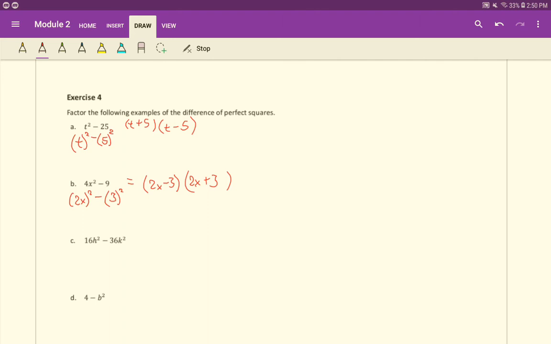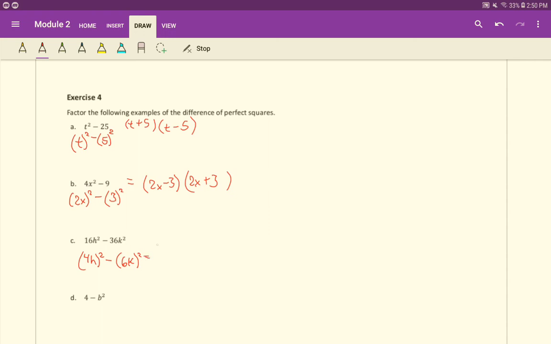Do we have a difference of perfect squares here? Again, yes, 16h squared is (4h) squared minus 36k squared, which is (6k) squared. Again, 16 is 4 squared. h squared is just going to be h squared, right? That's not too surprising. And 36 is 6 squared, and k squared becomes just k squared there.